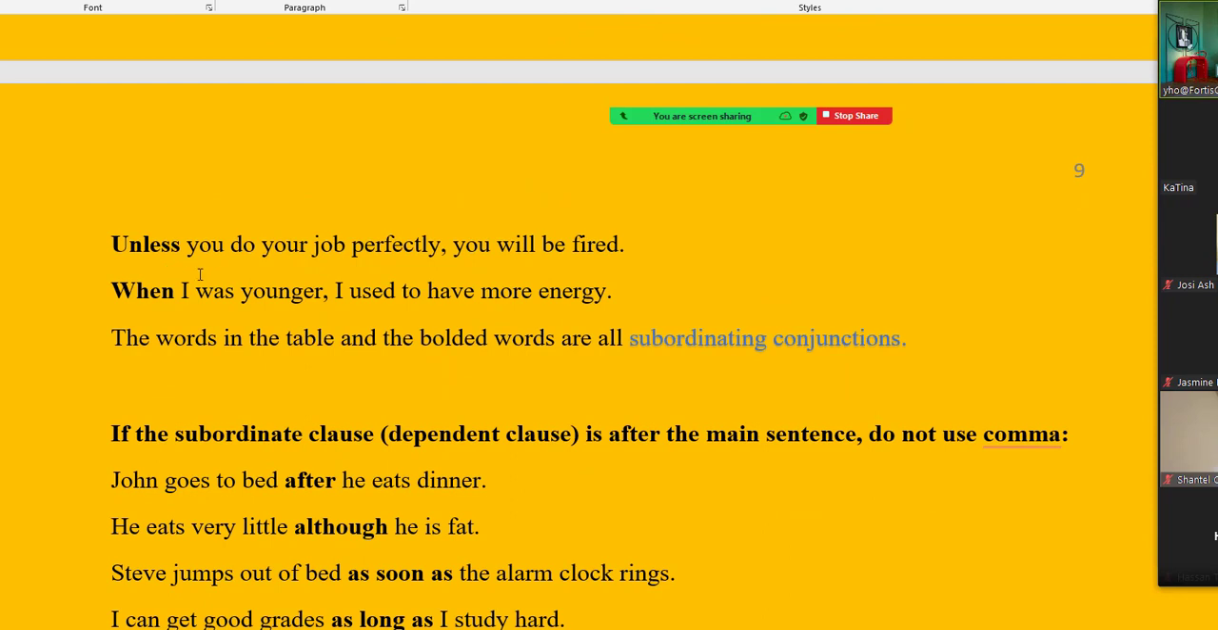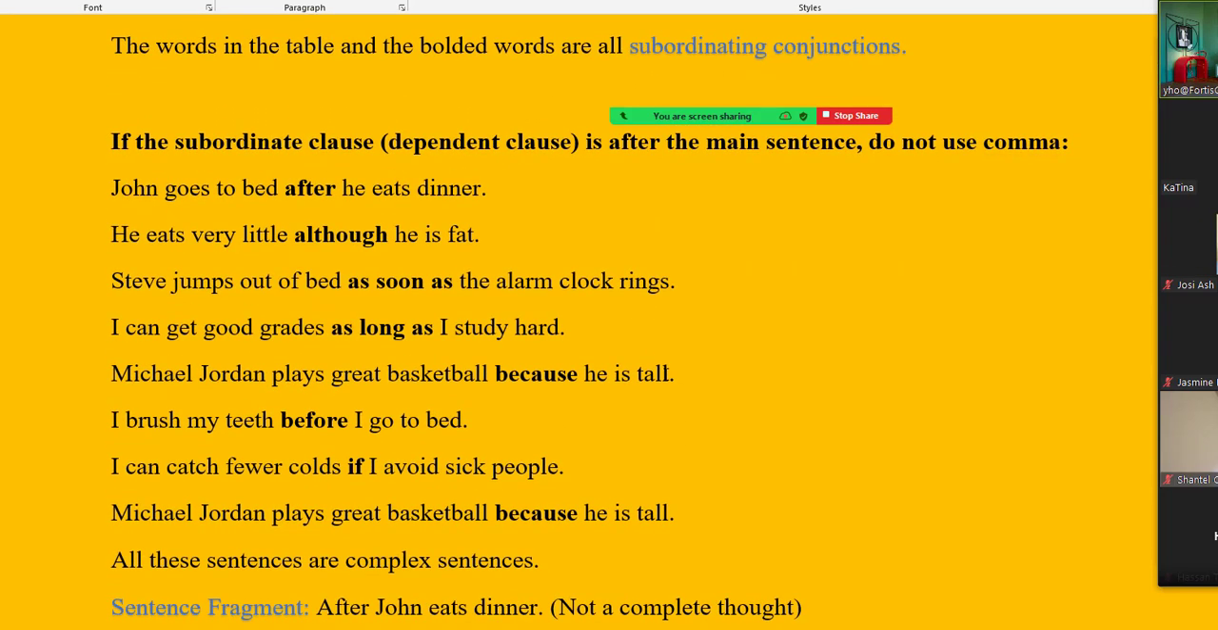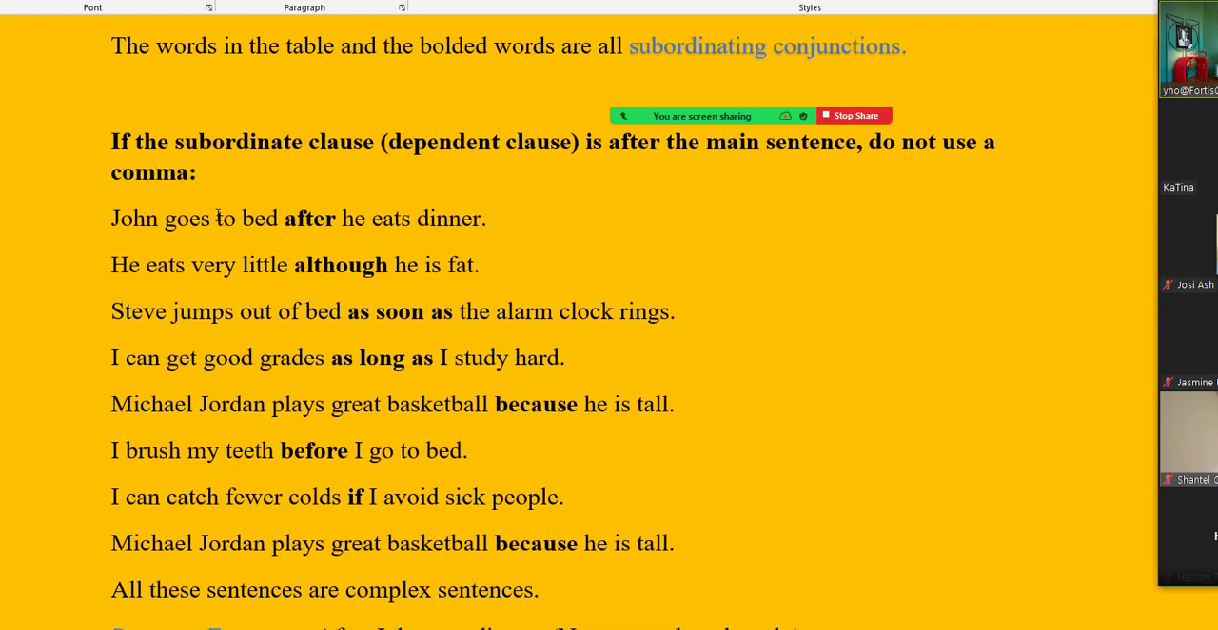So unless you do your job perfectly, comma, you will be fired. When I was younger, comma, I used to have more energy. So the bolded words in the table are all subordinating conjunctions. However, if the subordinating conjunction is after the main sentence, do not use a comma. John goes to bed after he eats dinner, so there's no comma there.